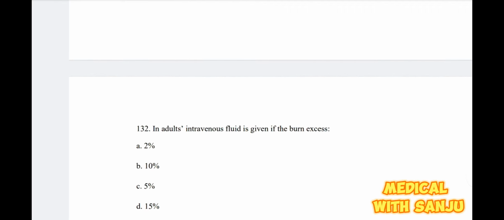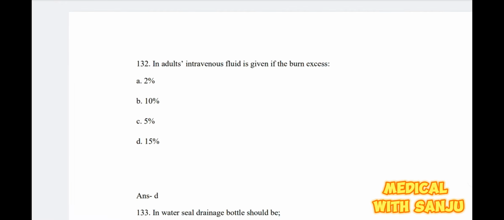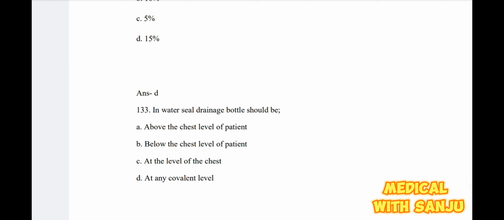Question number 132. In adults, intravenous fluid is given if the burn exceeds option A 2%, option B 10%, option C 5%, option D 15%. The right answer is option D, 15%. Question 133. In water seal drainage, bottle should be.